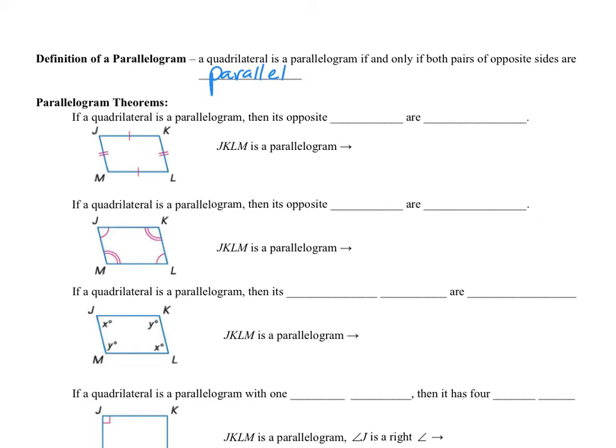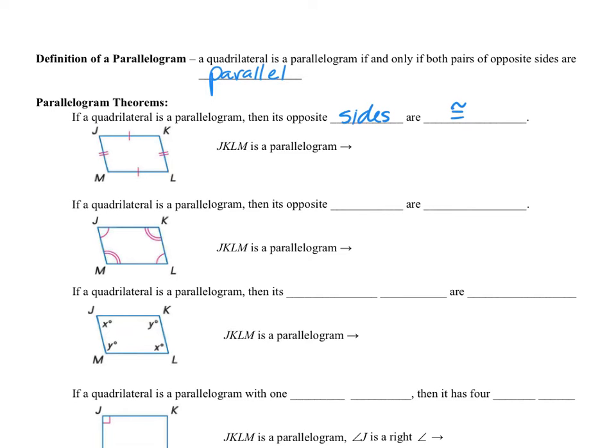So now we're going to be looking at some theorems involving parallelograms, and the first one says the following. If a quadrilateral is a parallelogram, then its opposite sides are not only parallel, we already know that from the definition, but also opposite sides are going to be congruent.